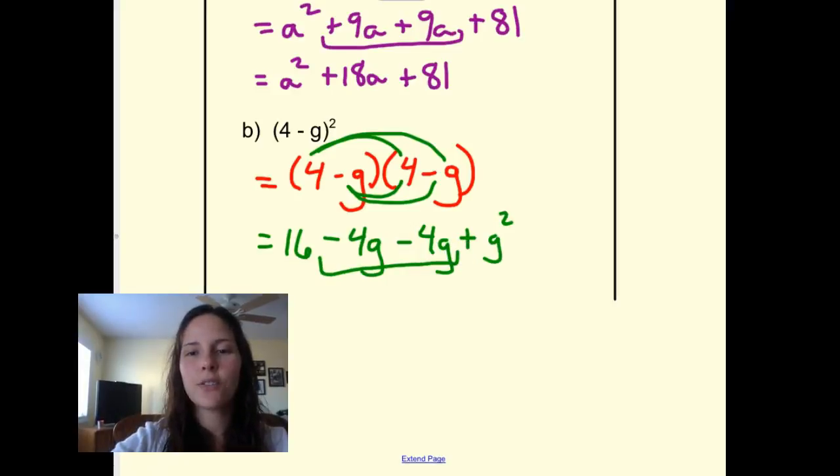Again, I have like terms that did not cancel. And to write this in standard form, I'm going to start with my g squared. Negative 4g plus negative 4g is a negative 8g. And finally, my term with no variable, plus 16.